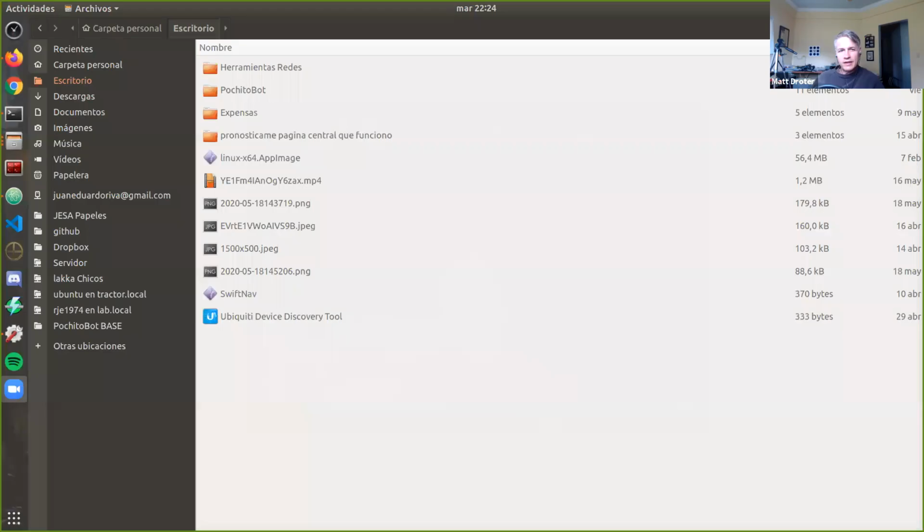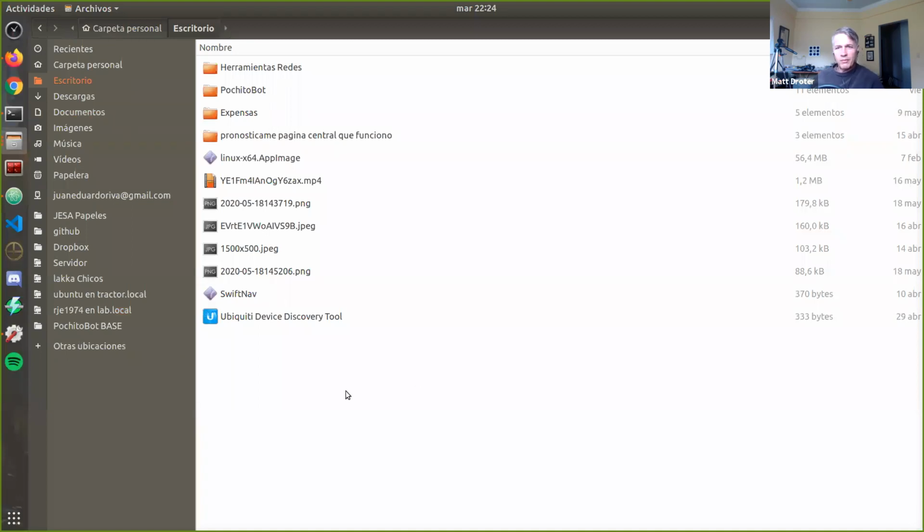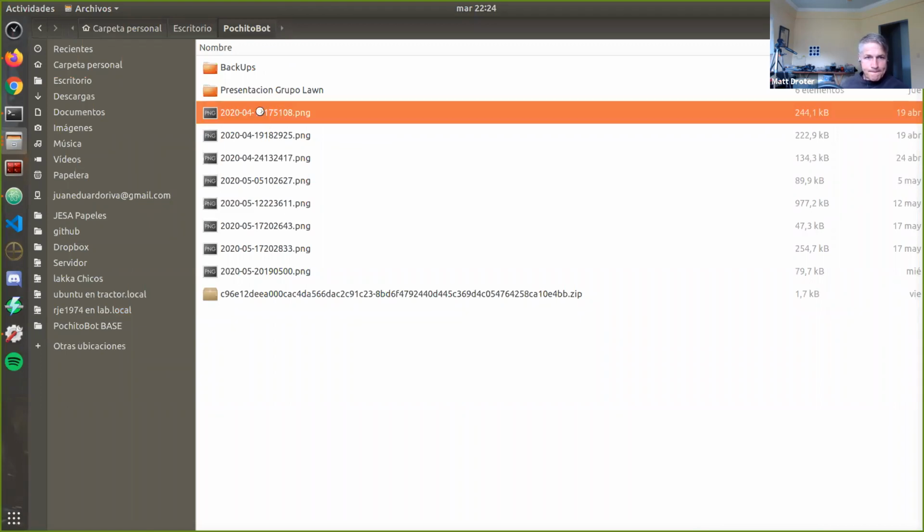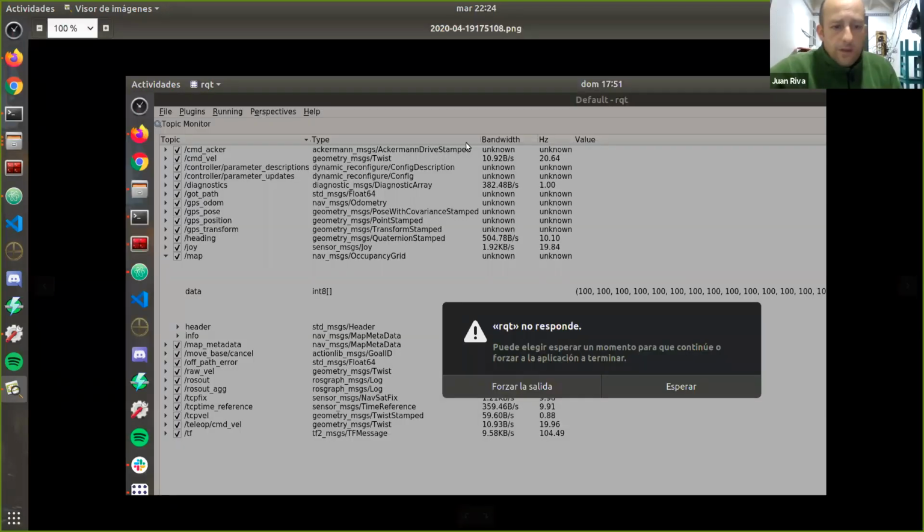Let me see. There was a command line tool. I thought it was ROS topic show, and it plotted topic data in your command line window, but I haven't been able to find it. I'll keep looking. Are you seeing my computer? We're seeing, yep.